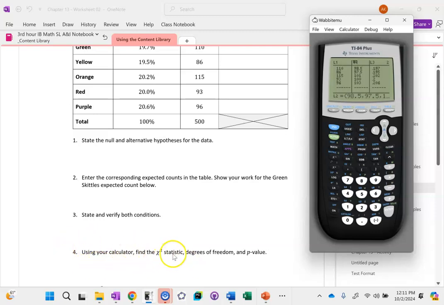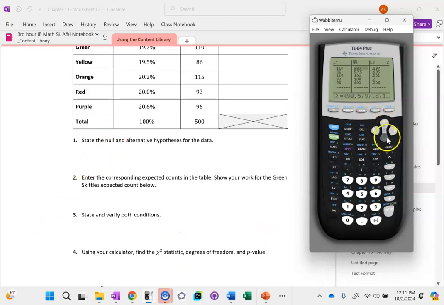Using your calculator, find the chi-squared statistic, degrees of freedom, and p-value. So let's do this once by hand with our calculator, and then we'll do it with the built-in feature afterwards. Sound good? In case you have to show some intermediate work, like on a quiz or a test, hint, hint.